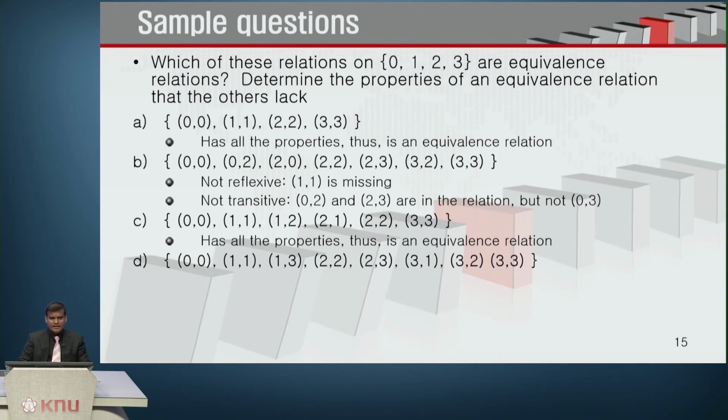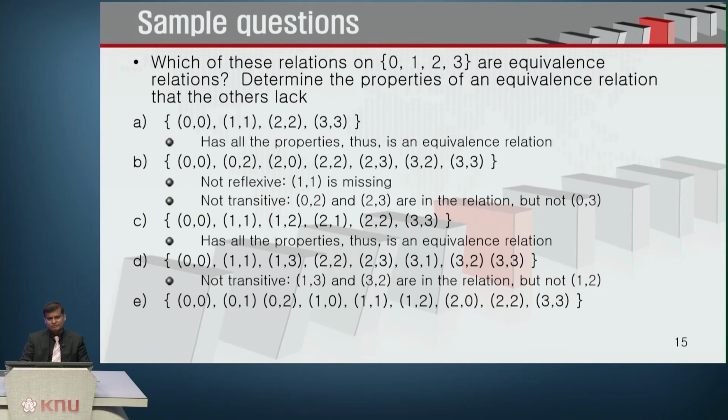So given this D in the sample questions, we have 0,0, 1,1, 1,3, 2,2, 2,3, 3,1, 3,2, 3,3. So this property is not transitive, as you can see 1,3 and 2,3 are in relation, whereas 1,2 is missing here. So how about this set for E? Can you think about the properties? Yes, it's not symmetric because 1,2 is present, but you don't have 2,1.